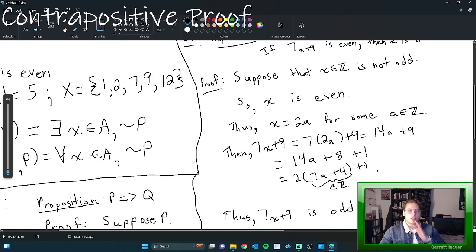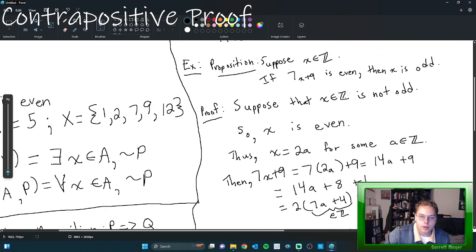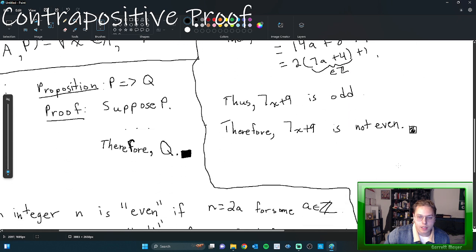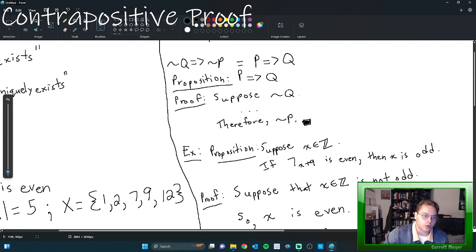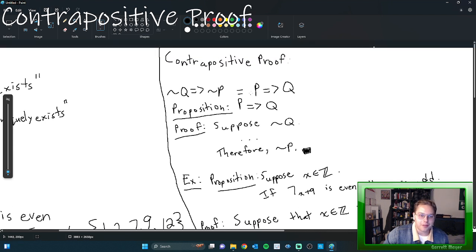So what did we just do here? We started with the idea that the integer is not odd, so not q, and we showed that 7x plus 9 is not even, so not p. This follows the logic of the contrapositive proof. It's a direct proof of a logically equivalent statement, or it's a contrapositive proof of the original statement.